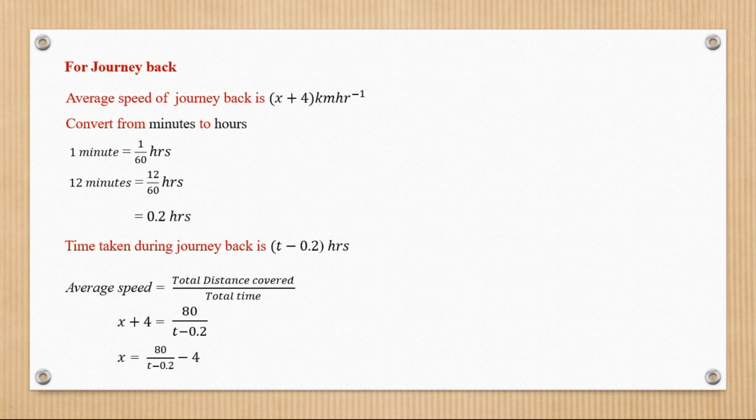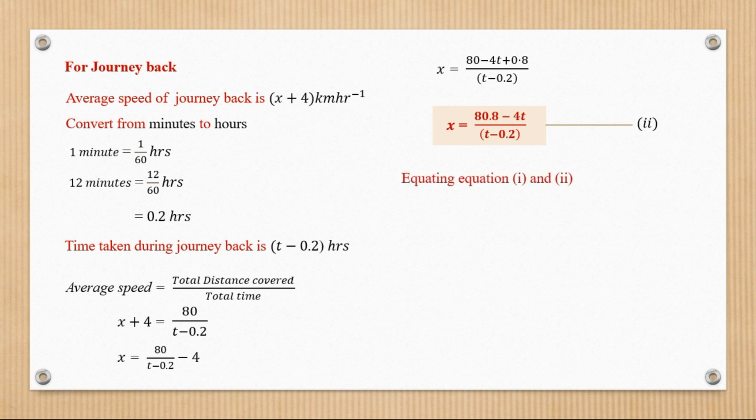Now, making x the subject, you can say that x is equal to 80 over t minus 0.2, minus 4. Now, we have something in this equation that is exactly similar to what we have in the very first equation. Now, we've made t minus 0.2 the LCM, and that's why we have a 0.8 at the numerator. And then when we solve that, we end up with 80.8 minus 40 over t minus 0.2. So now we have x in common between equation 1 and equation 2, and the x value is the same. So now we're going to equate equation 1 and equation 2. So we now have 80 over t being equal to 80.8 minus 40 over t minus 0.2.